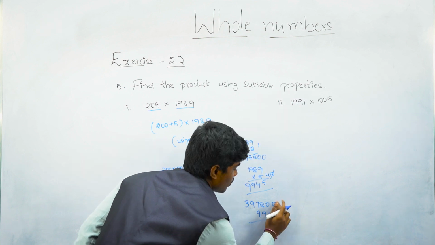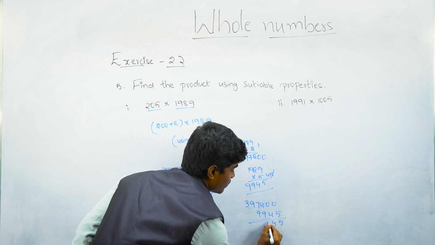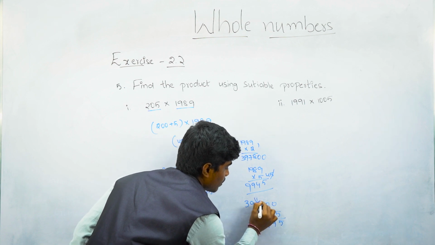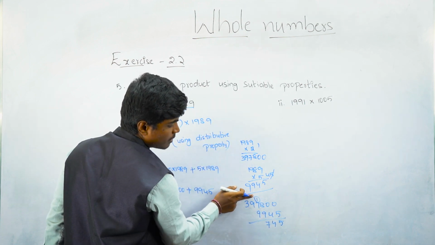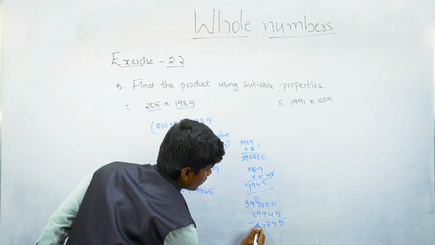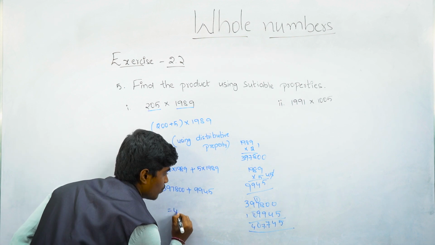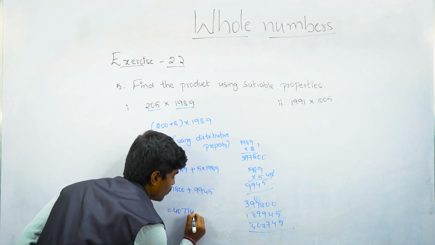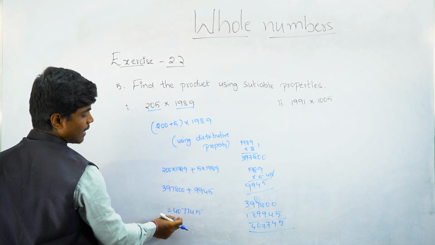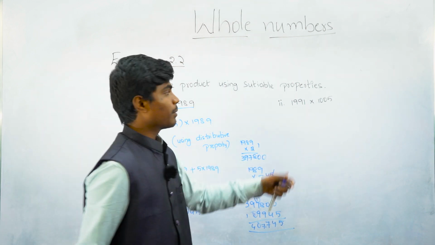9945. 0 plus 5, 5. 0 plus 4, 4. 9 plus 8, 17. 9 plus 1, 10. 10 plus 7, 17. 9 plus 1, 10. 3 plus 1. So the answer is 407745, which is 4,07,745.